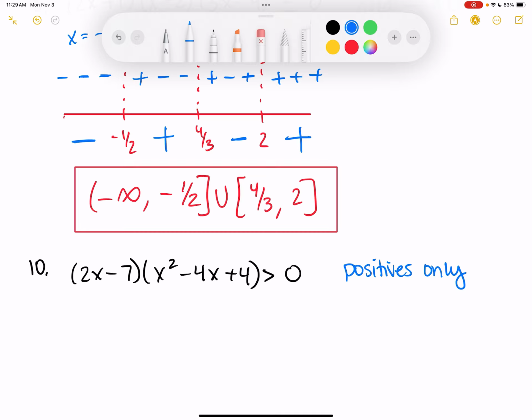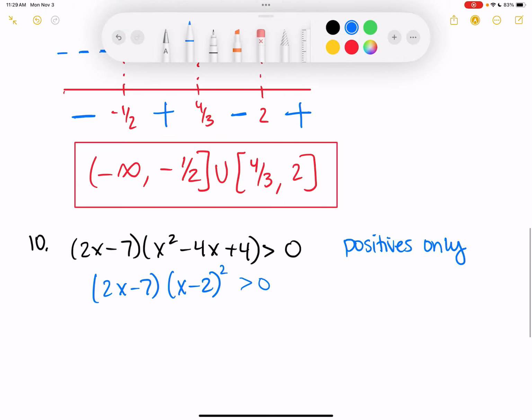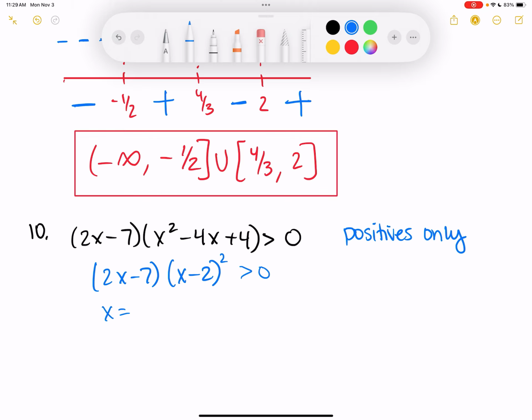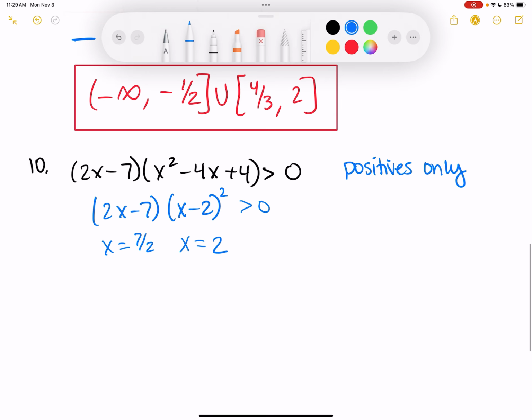Now, this is one that is not factored all the way, so I need to factor it first. So obviously this first piece is, but I need to factor this second piece. So what is this going to factor into? X minus 2 squared. Yep, x minus 2 squared. So then I have to find my zeros. X equals 7/2. And then over here, x equals 2. Sign chart, I've got 2, and I've got 7/2. You can think about it as 3.5 if you need to.